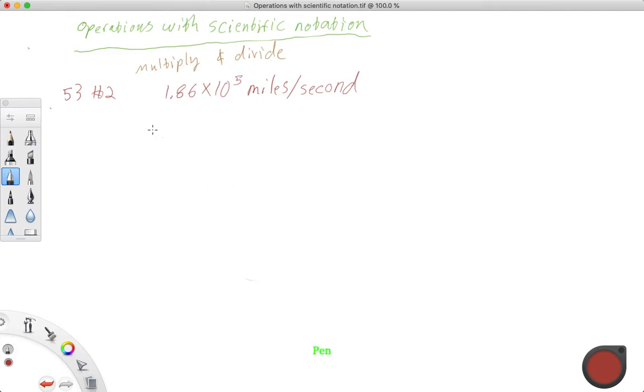Okay, so 1.86 times 10 to the 5th miles per second, and then the sun, it takes about 4.8 times 10 to the 3rd seconds for light to reach Saturn.